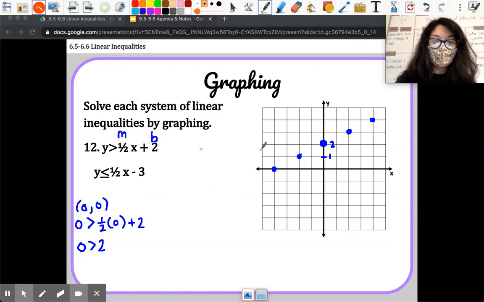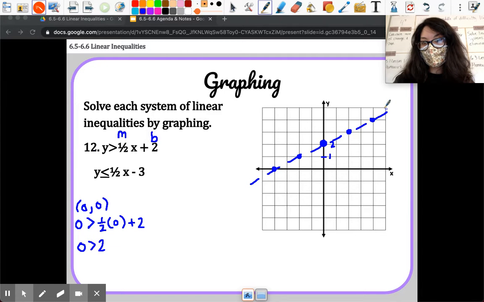Oh, you know what I forgot to do? Before I shade, I got to do my boundary line. So it's going to be a dashed line in this particular case. You guys are probably watching this thinking, where is your line, Miss Lorette? You need a line before we can shade. There we go. Now I can continue shading. I do a dash line here because there is no bar.